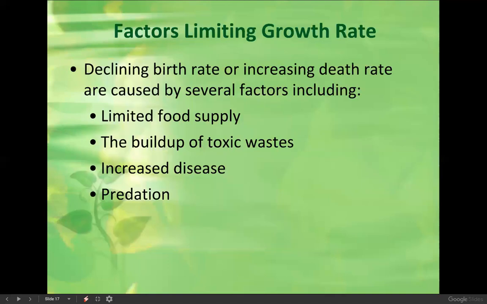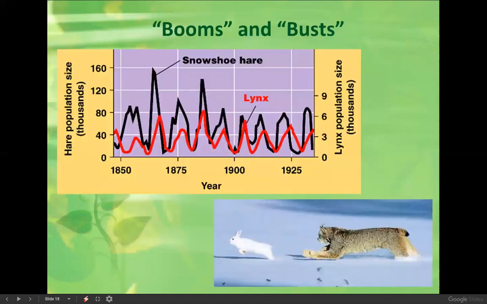Some limiting factors. Declining birth rate or increasing death rate are caused by several factors. Limited food, toxic waste. If you think of a fish tank where you have a lot of fish in it, and you just keep having more and more fish, well, sooner or later the filter can't keep up and develops a toxic waste, and that'll kill the population. Disease, and then predation. Those are all things that will help limit the size of a population.